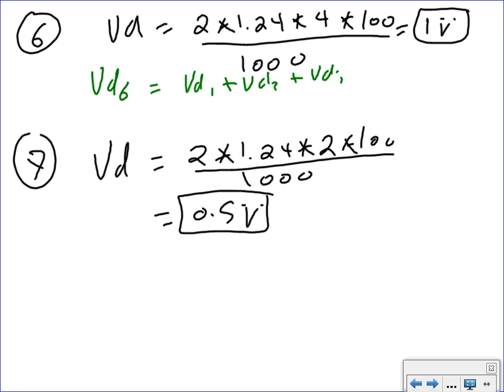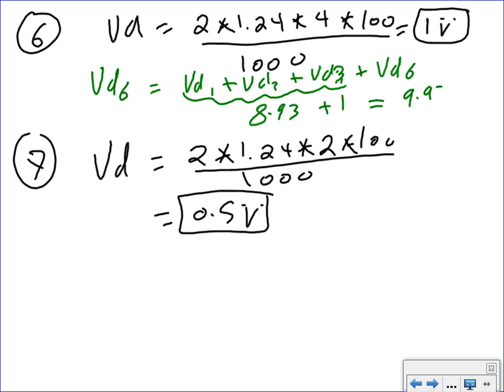Voltage drop number 6: 1, 2, 3 plus voltage drop at 6. Everybody knows why we skipped 4 and 5, because that's a whole completely different branch. The current did not go through 4 and 5. Okay, you guys remember what the 3 of them together were? 8.93. So 8.93 plus 1 equals 9.93 volts, right?